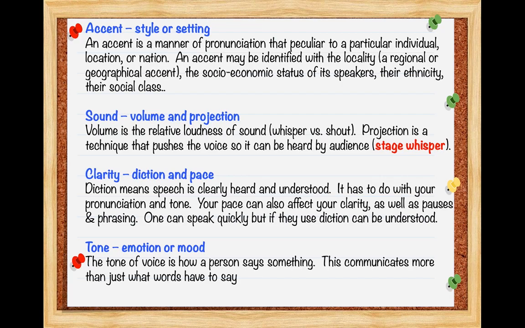And then tone is how your voice reflects things that are not necessarily in the words. So if I say, well, I guess, then my tone indicates that I might be exasperated or frustrated or something like that. The words could mean anything. I could say, well, I guess, and then I sound excited. So it's really the tone that communicates more than what the words say. It's what's underneath the words. That is what the tone brings to a performance, as well as the mood.